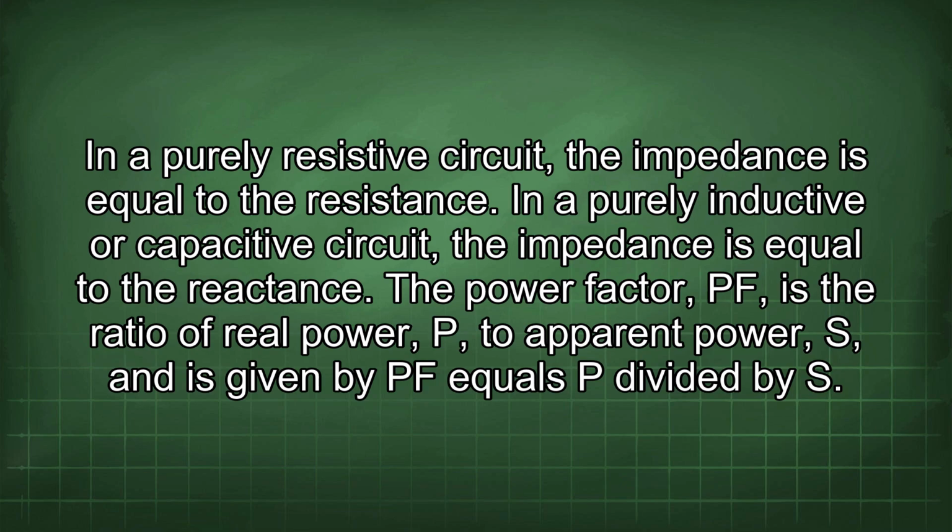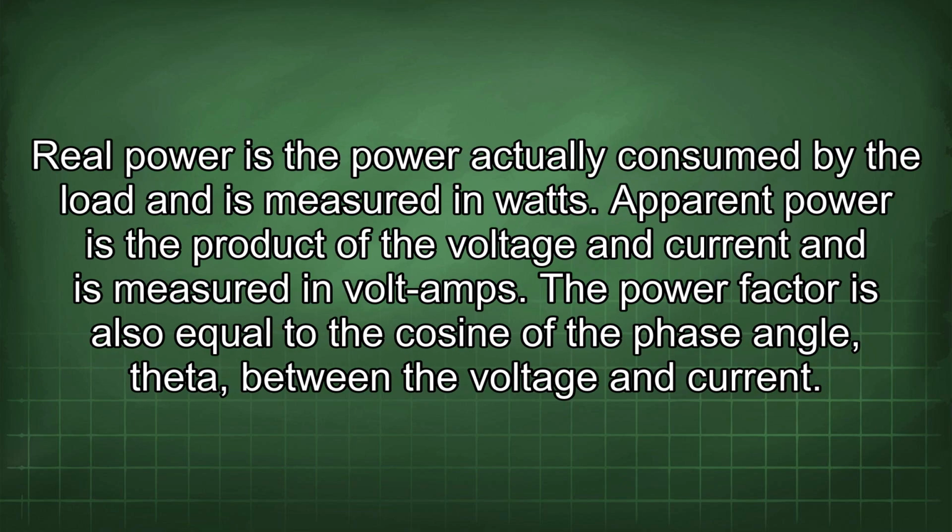The power factor, PF, is the ratio of real power, P, to apparent power, S, and is given by PF equals P divided by S. Real power is the power actually consumed by the load and is measured in watts. Apparent power is the product of the voltage and current and is measured in volt-amps. The power factor is also equal to the cosine of the phase angle, theta, between the voltage and current.